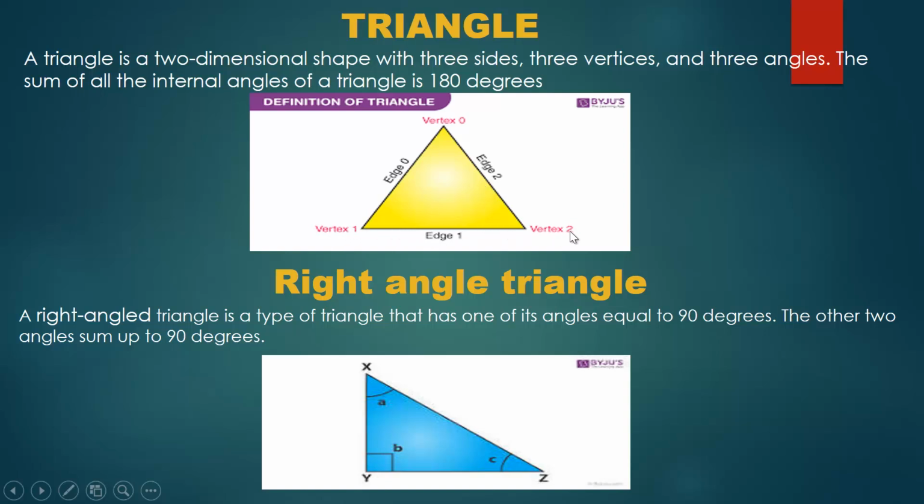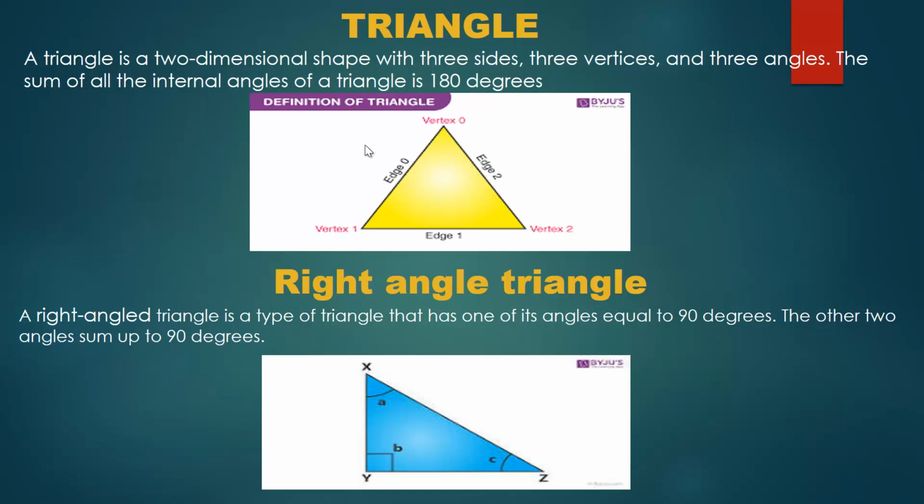This is the x-axis and this is the y-axis. The x-axis is horizontal and the y-axis is vertical. So a triangle is a two-dimensional shape having three sides. We can see in the diagram there are three sides: first, second, and third. These are the three sides of a triangle.